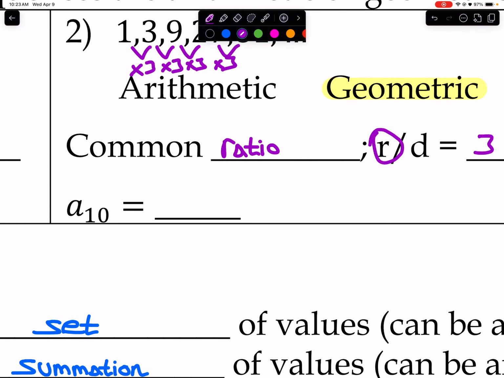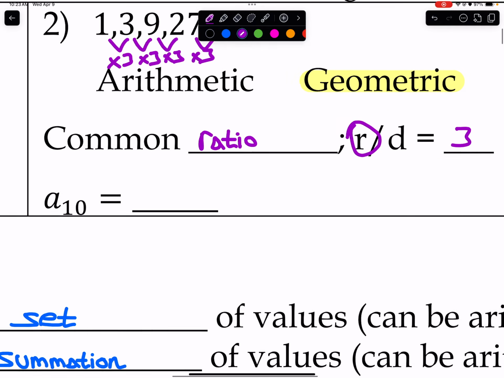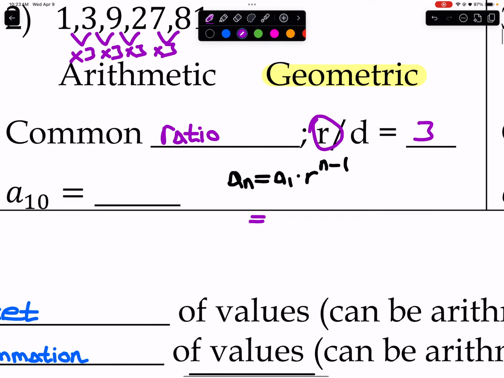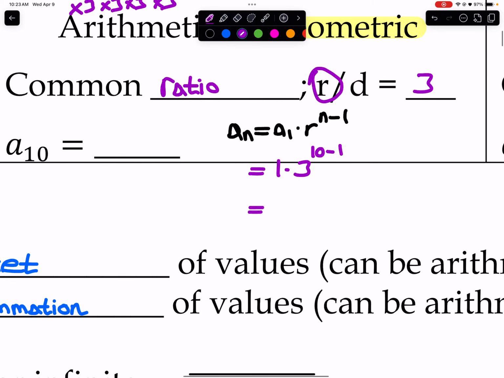For this one, I'm going to use the calculator because I'm not trying to do it by hand. We're going to use the form a sub n equals a sub 1 times your common ratio raised to the n minus 1. When I plug in, the first term is 1 times 3 raised to the 10 minus 1, which means I want to find 3 raised to the 9th power. 3 raised to the 9th power is 19,683.